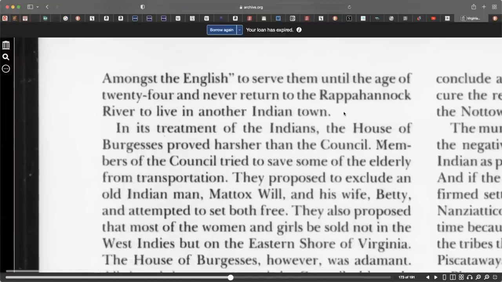Genocide, okay? Look what they did to the Nanziaticos. So they had to do an indenture till they were 24, 25. That's a lot of years. And that was common with children under indenture servitude. We've read this in the videos I showed you guys earlier, so make sure to get those videos. You guys can see the full history of Indian slavery.